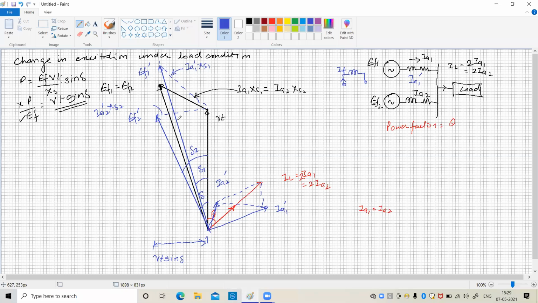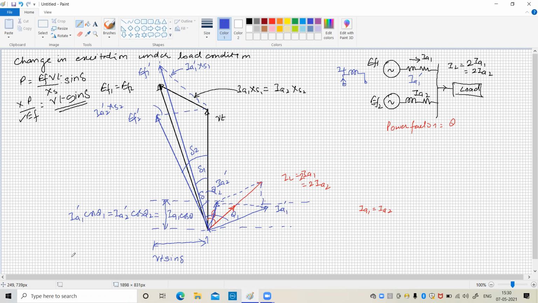So we found that by increasing the excitation of one and decreasing the excitation of the other, the load current will remain the same. Similarly, the component of current in phase with the terminal voltage, which is IA1 dash cos theta 1 and IA2 dash cos theta 2, is equal to IA1 cos theta or IA2 cos theta, isn't it?